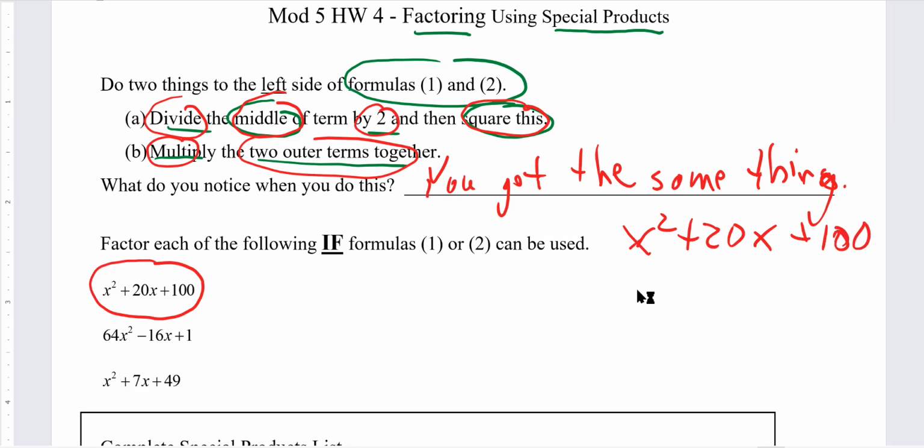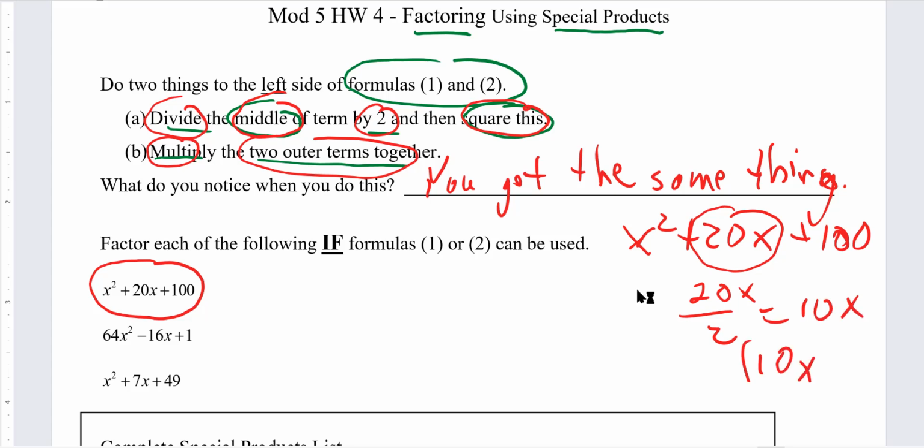Well, to see if it applies, take your middle term, divide that by 2, that gives you 10x, and then square 10x, and that gives you 10 squared, which is 100, and x squared, which is x squared. Now compare that to what would happen if you multiply the two outer terms together. If you multiply them together, you get 100x squared. You get the same thing. So if that happens, and only if that happens, you can use the formula.